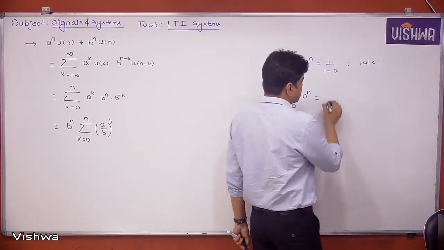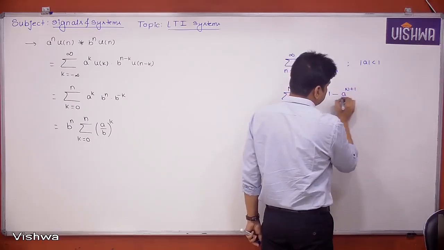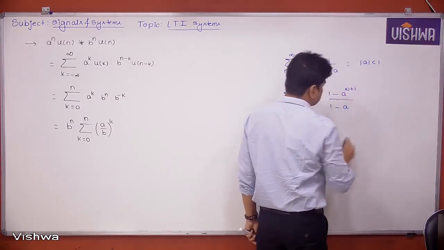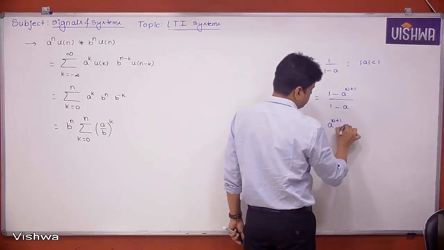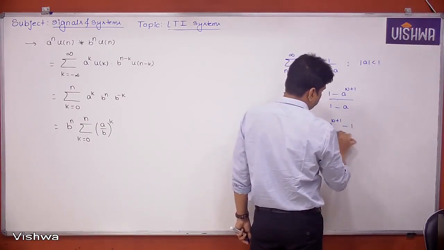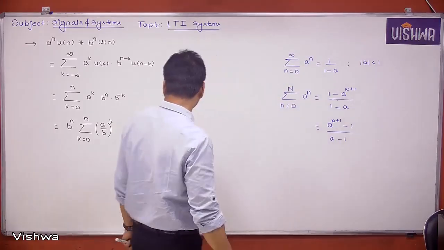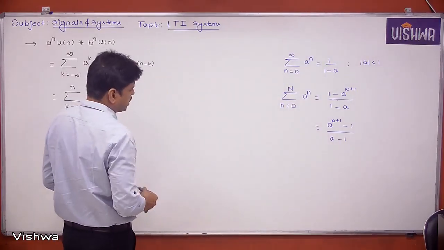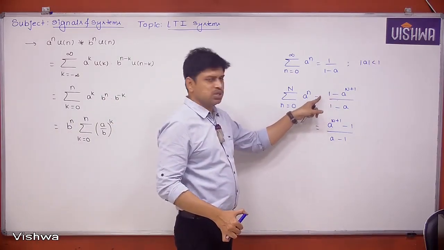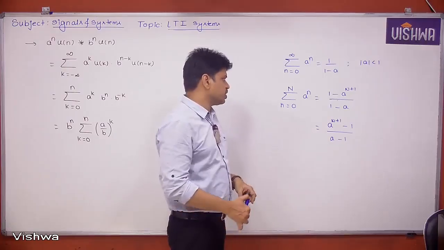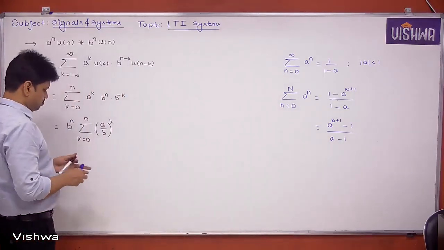So we can directly write (1 minus a power n plus 1) by (1 minus a). This is one way. Or we can write (a power n plus 1 minus 1) by (a minus 1). So this is also another way. Any of the ways we can write, because what I have done is I have taken the minus common out and they have cancelled each other. Then we are going to get the lower one. So this is what we have to use because it is a finite summation.